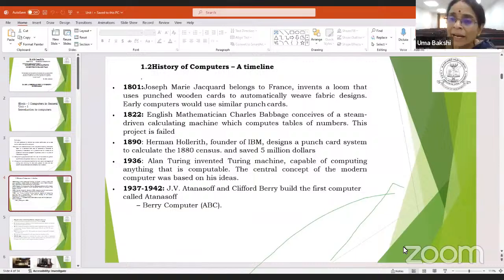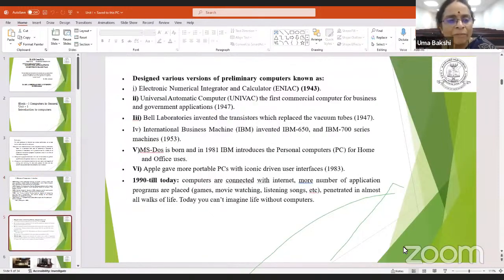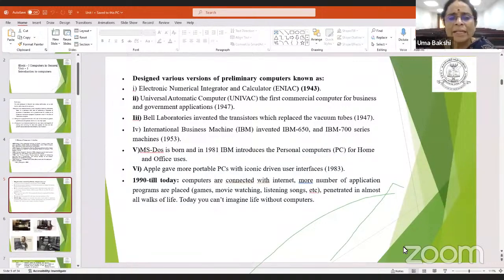Then in 1936, Alan Turing invented the machine which is capable of computing during the Second World War. And then he made a lot of contributions to the way information is processed. Right. Then we have designed various versions of preliminary computers. We did not have the kind of laptops that we have today. We used to have huge machines.